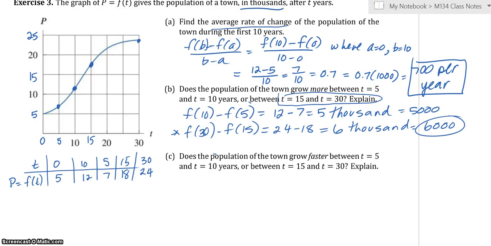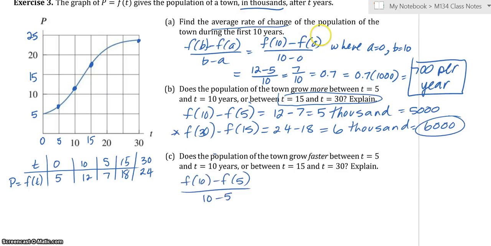Does the population of a town grow faster between the same two times, 5 and 10 or 15 to 30? When you say faster, now we're talking about the rate of change, not how much did it grow, but what is the rate of change that grew? How fast did it go? Fast means like how fast are you going? On the freeway, you would look at your rate. So let's go ahead and do that.